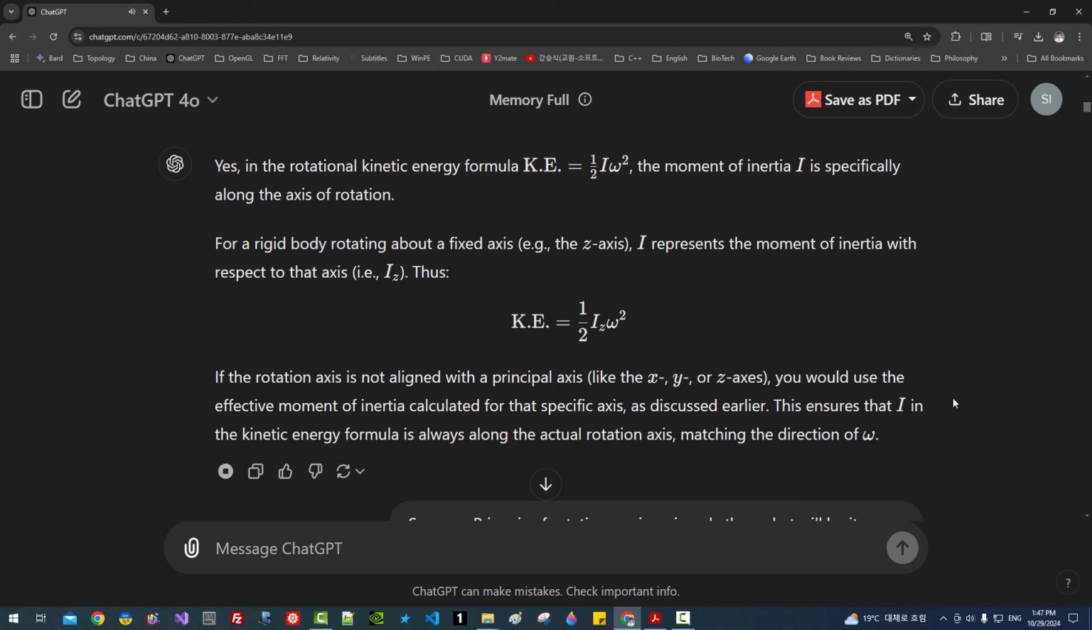Yes, in the rotational kinetic energy formula, K = (1/2) I ω², the moment of inertia I is specifically along the axis of rotation. For a rigid body rotating about a fixed axis, e.g. the z-axis, I represents the moment of inertia with respect to that axis, i.e. Iz. Thus, K = (1/2) Iz ω². If the rotation axis is not aligned with a principal axis, like the x, y, or z axes, you would use the effective moment of inertia calculated for that specific axis as discussed earlier. This ensures that I in the kinetic energy formula is always along the actual rotation axis, matching the direction of ω.